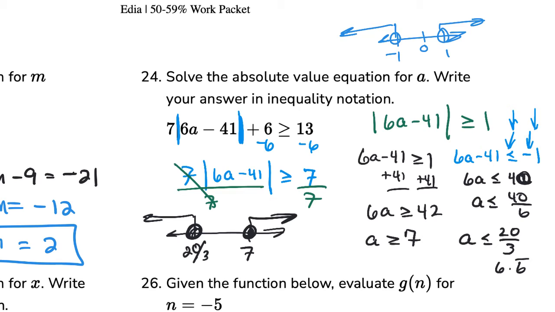Inequality notation, I just write it the way I see it there. We're just going to write x is less than or equal to 20 over 3, or x is greater than or equal to 7. We just make those two statements.